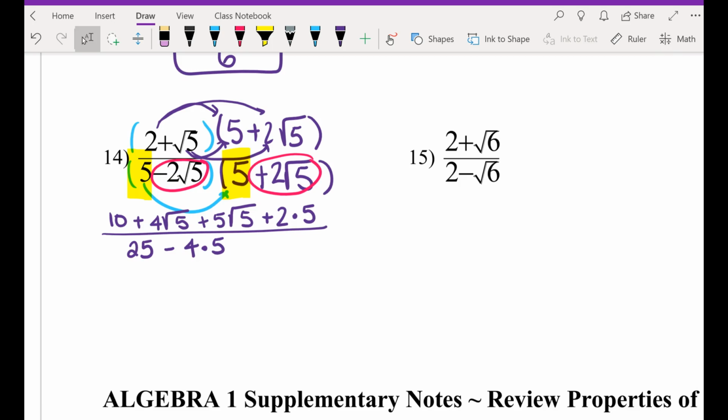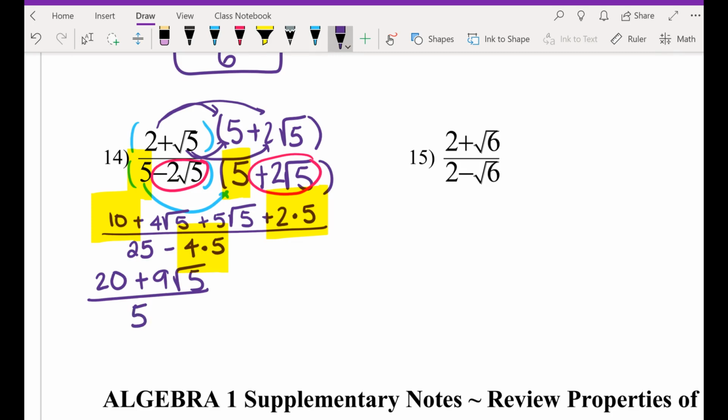So now we're going to simplify some more. On the top, would you agree that 2 times 5 is 10, and 10 plus 10 is 20. Then in the middle, 4 rad 5 and 5 rad 5 makes a total of how much? 9 rad 5. On the bottom, some of you said, well, 4 times 5 is technically 20. So 25 minus 20 is 5.